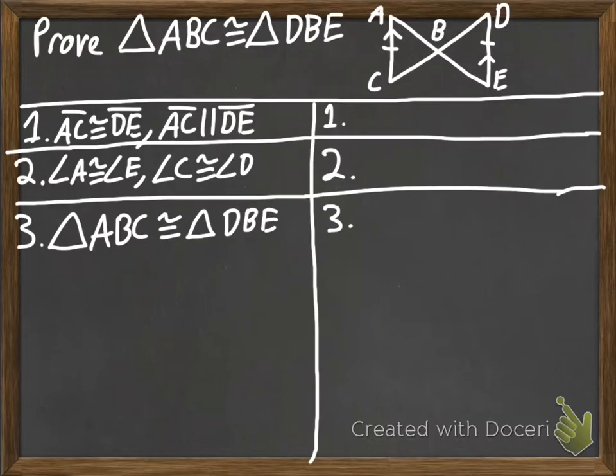Let's go on to an example. Going to prove triangle ABC is congruent to triangle DBE using just this picture. So I want you to pause the video and with your group finish this proof. So go ahead and do that now.